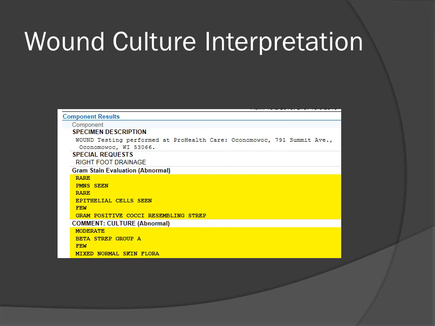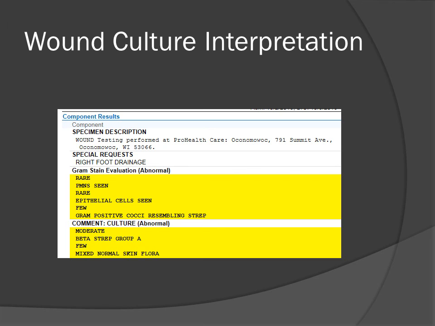So let's take a look at a sample wound culture and try to interpret it. So in this case, there was a right foot drainage that was sent for culture and gram stain. And so when we look at the gram stain evaluation, we see that there were rare polymorphonuclear cells, rare epithelial cells, and few gram-positive cocci resembling strep.